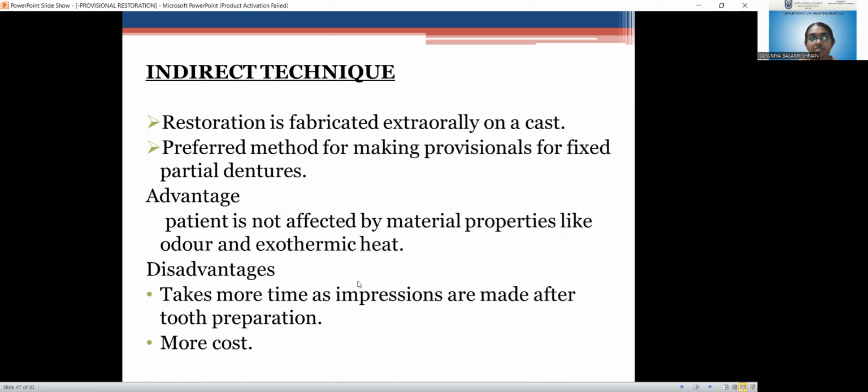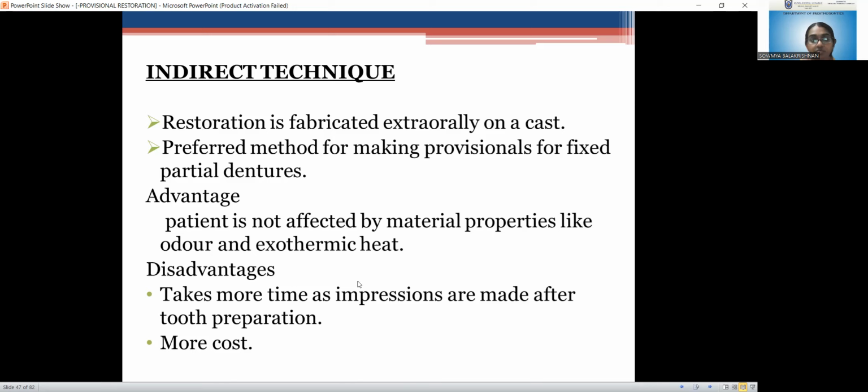Next is the indirect technique. Indirect technique means we are fabricating the provisional restoration extraorally on the cast. This is always the preferred method for making the provisionals for FPD. The advantage with this technique is that the patient is not affected by any setting properties of the material, because we are fabricating it extraorally on the cast.